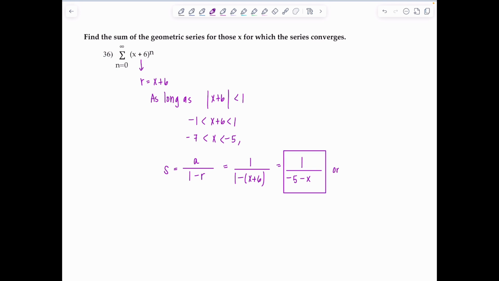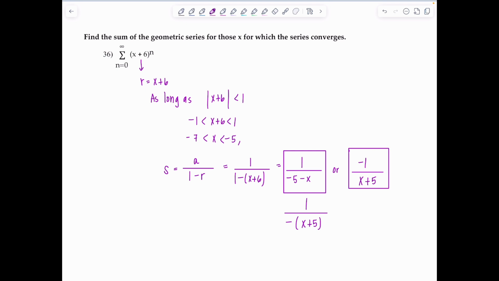If I take the negative out, because it's looking kind of disgusting, right? Negative x plus 5. And then we could put the negative in the top. Do we like that better? I think so. Looks good.